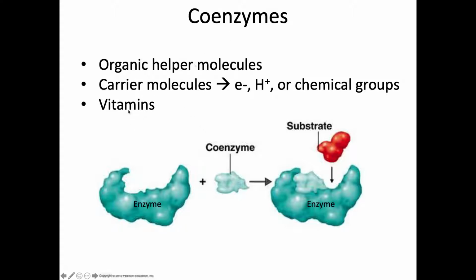And these coenzymes we can find in our vitamins. This is why it's so important to extract vitamins from our foods. And if it's not in our diet, then we can take supplemental vitamins so that we can carry out cellular respiration. What these coenzymes do is that they help the enzyme for the substrate to fit better into the active site.